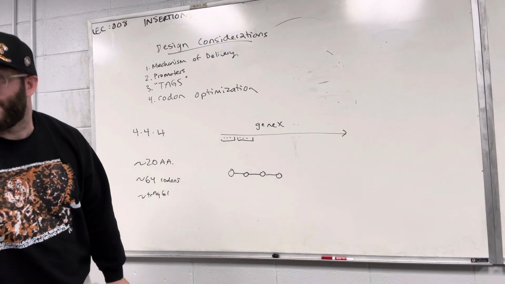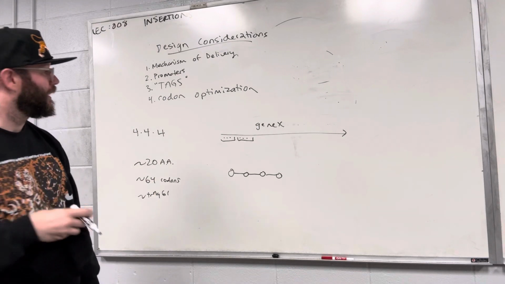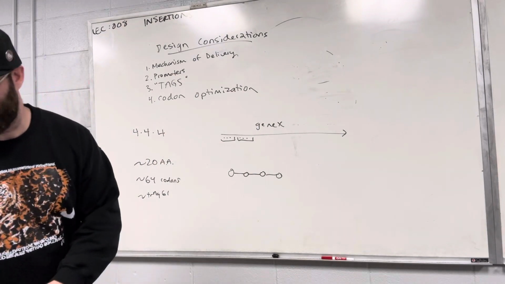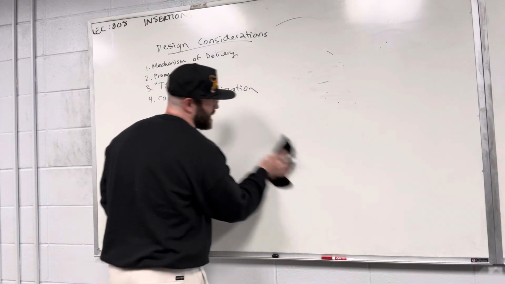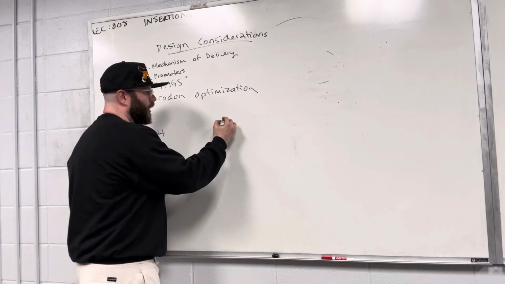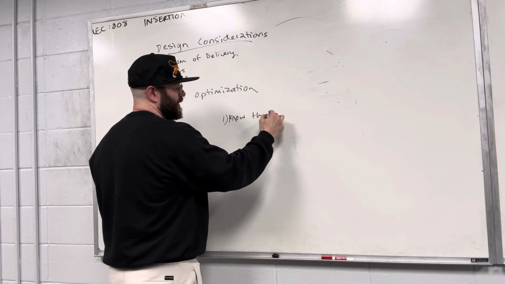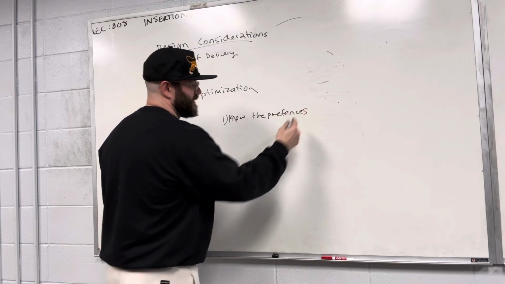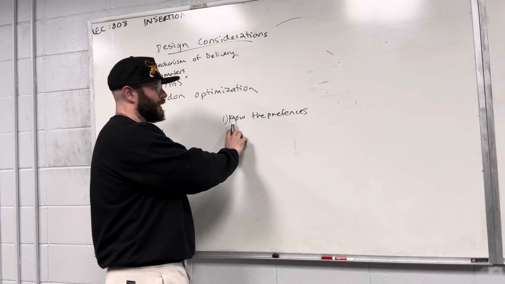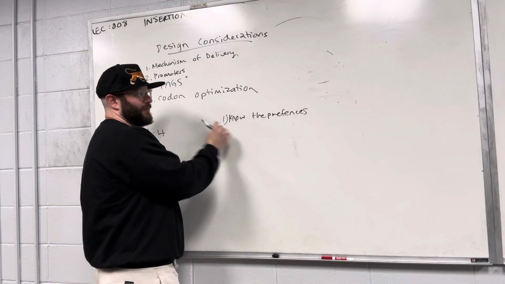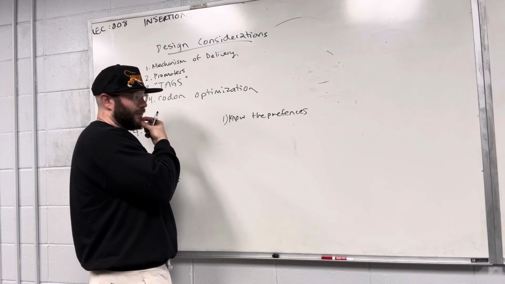How would you do that? So there's a computer algorithm. Okay, so let's actually go through the long process of how you would do that. One, first you would need to know the preferences. How would you find out the preferences of the organism? What would you need? It's a really good question, by the way. How would you find the preferences of an organism's codons?